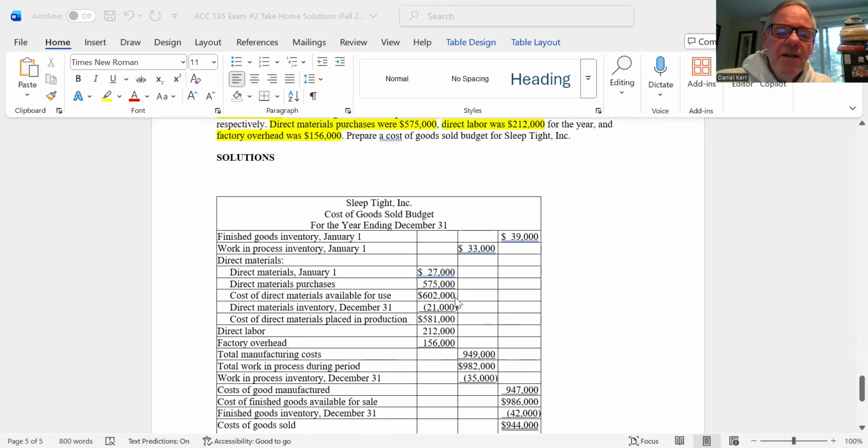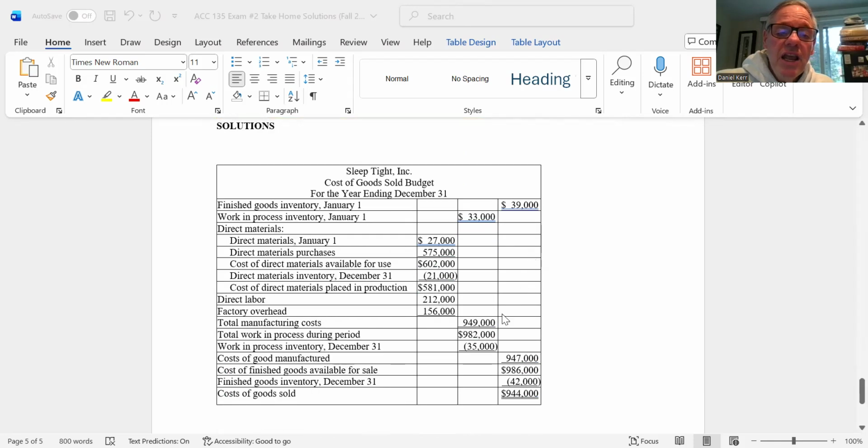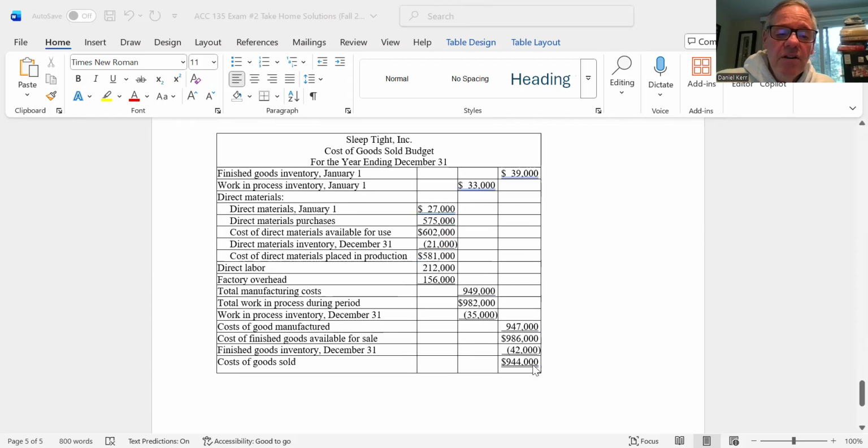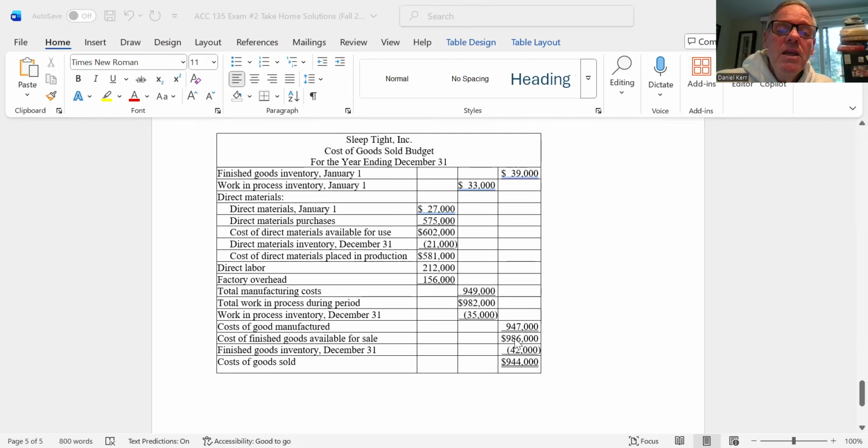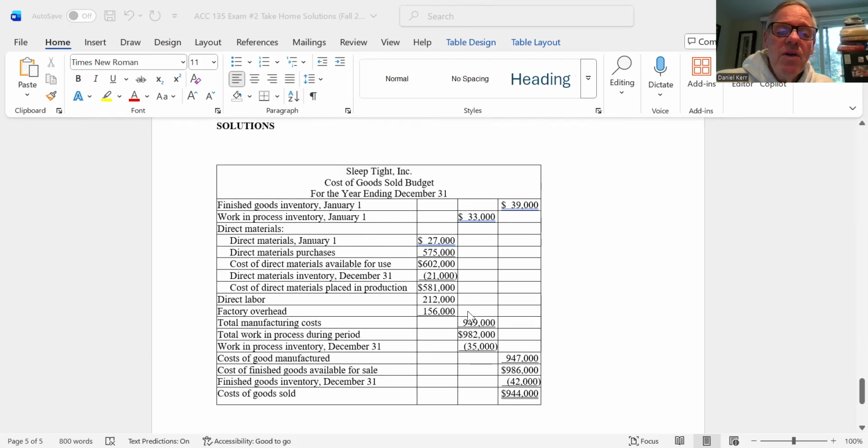So remember I said set up 3 columns here. You're going to start in the right-hand column with the beginning finished goods inventory. To that, you're going to add the cost of goods manufactured, and that would give us the cost of goods available for sale. Subtract out the ending inventory of finished goods, and that gives you a cost of goods sold of 944. So the tricky part here is to figure out the total cost of goods manufactured.